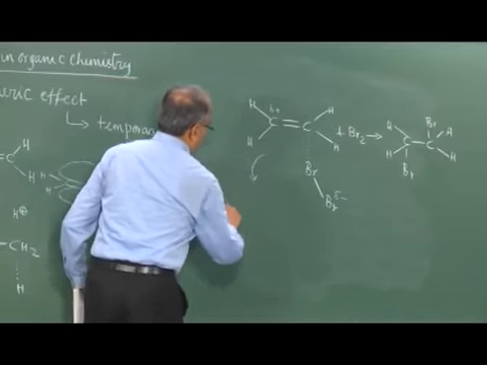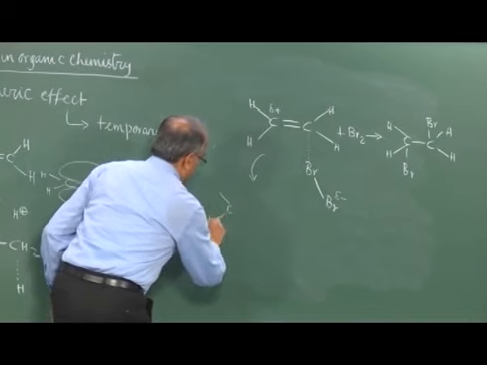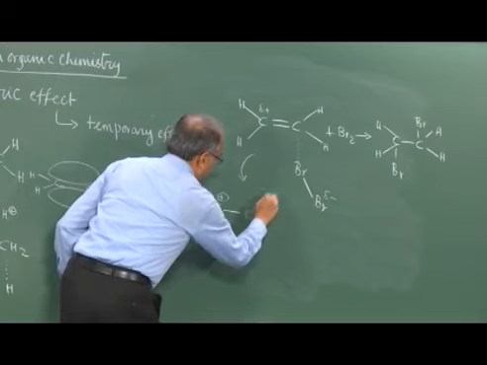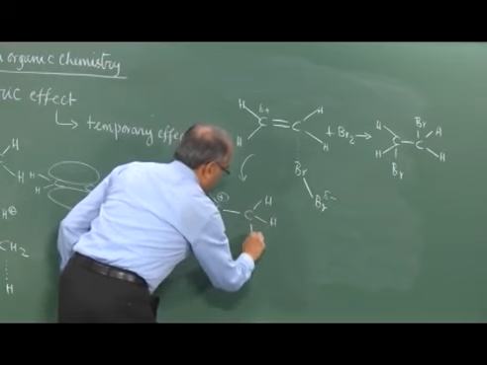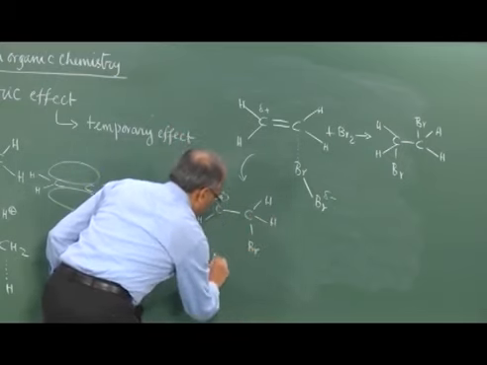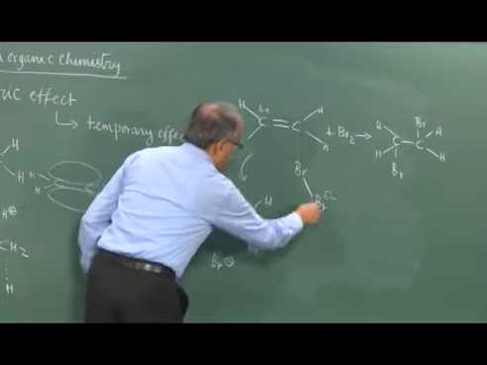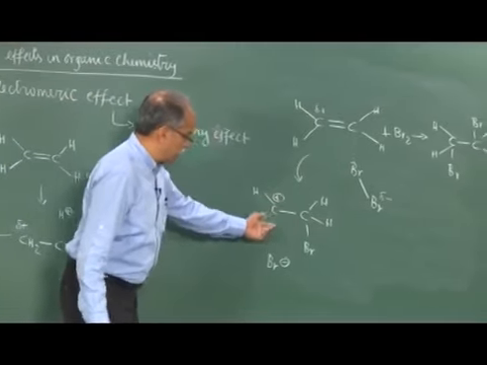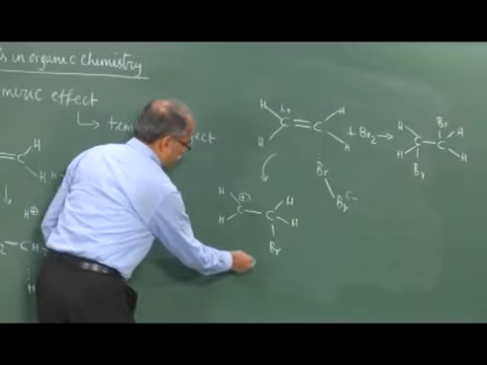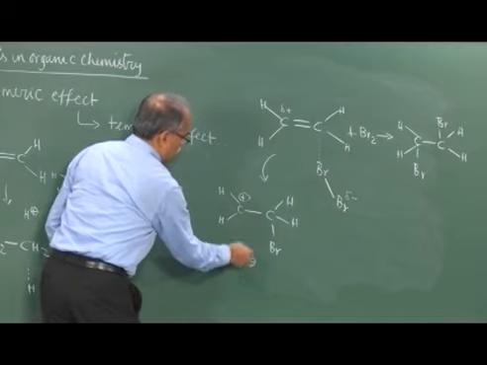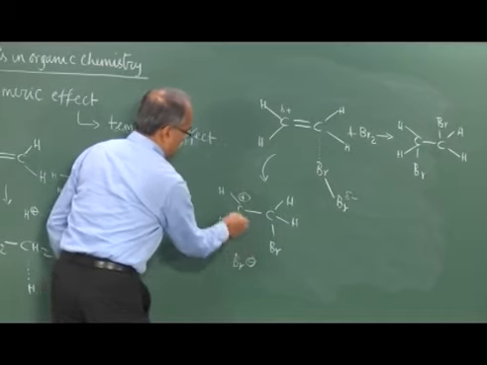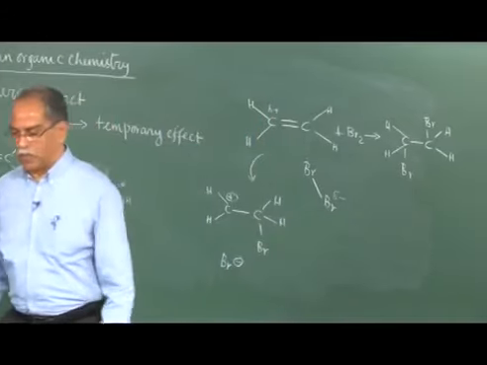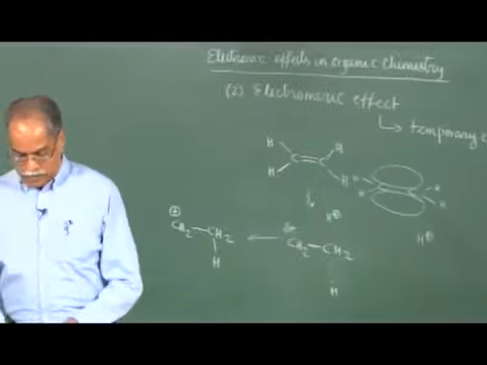When the bromine is completely attached, a fully developed carbonium ion will be formed. A bromide ion will be formed, for example. So, this would be a sort of an intermediate structure that you have. Then the bromide ion and the positive charge will collapse. This is an inter-ionic interaction leading to the formation of the product, which is the dibromide. So, the electromeric effect is a temporary effect.